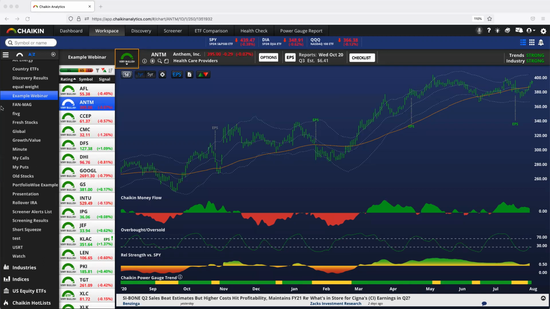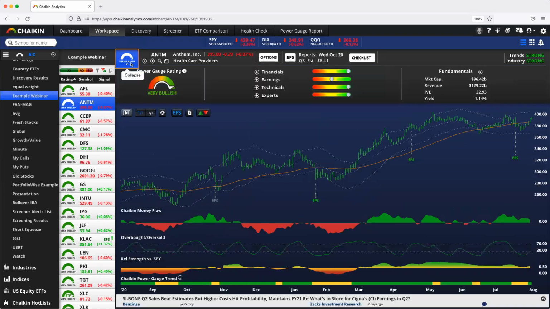So how do we do that? Well, with a weight of the evidence approach. Chaikin Analytics is all about a weight of the evidence approach. That's what the checklist itself is for, but it begins with the power gauge rating. Again, 4 different categories. You can see them right here. These 4 categories are financials, earnings, technicals, and experts.